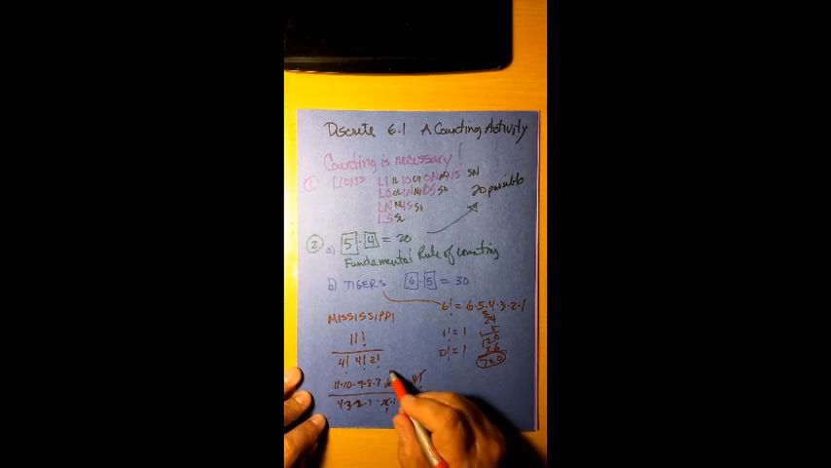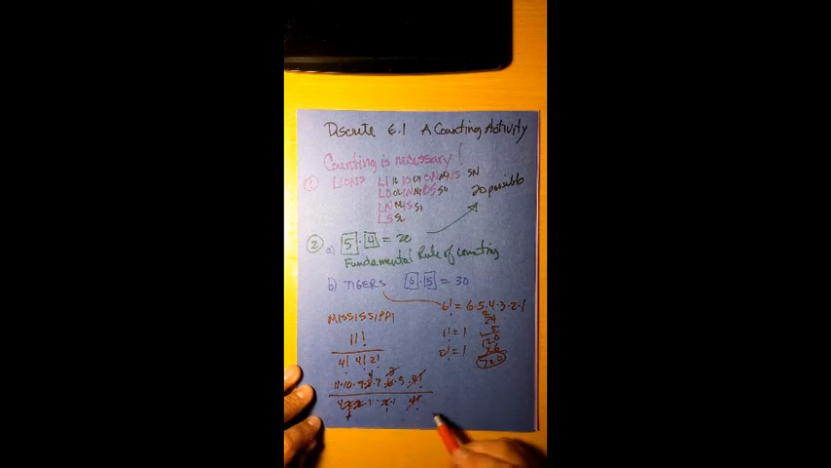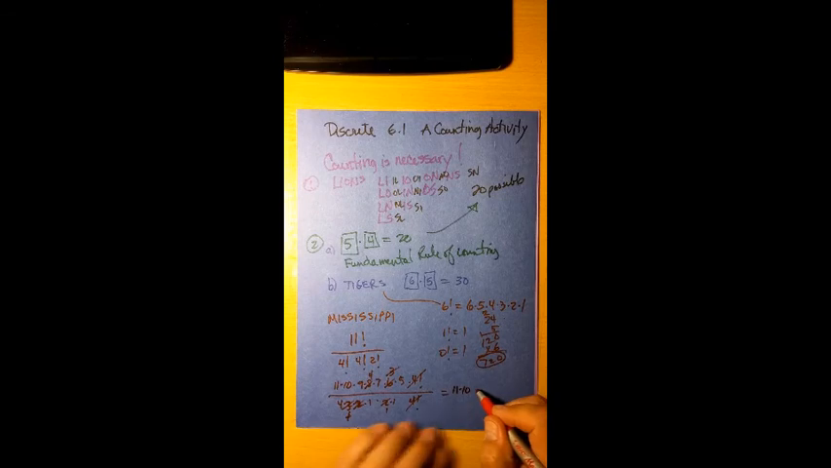2 goes once and 3 times. Here's a 3, and that's once, and a 3. This 2 will go into 8 4 times. So the denominator is now all 1s. The numerator is 11 times 10 times 9 times 4 times 7 times 3 times 5.